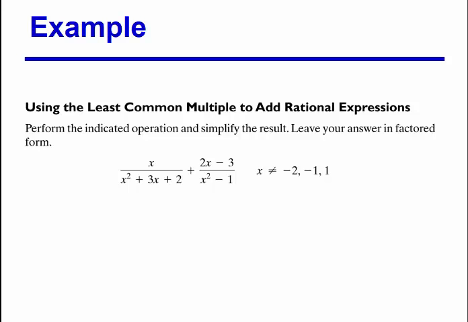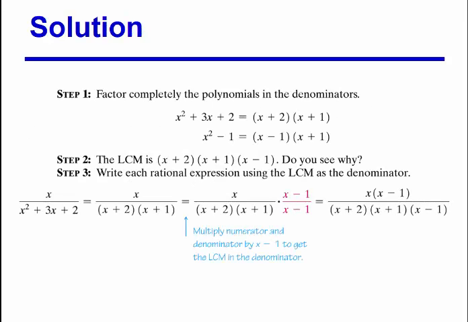So we have x over (x² + 3x + 2) plus (2x − 3) over (x² − 1). And again, the restrictions are that x cannot be −2, −1, and 1. So we're going to factor the polynomials in the denominator completely. So our least common multiple is going to be (x + 2)(x + 1)(x − 1). And so you can see that the first one has (x + 2)(x + 1), the second one has (x − 1)(x + 1).